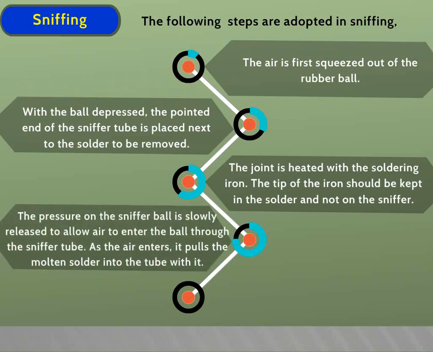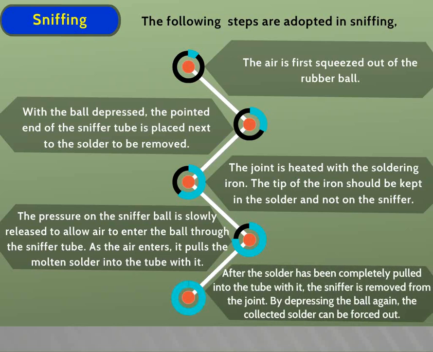The pressure on the sniffer ball is slowly released to allow air to enter the ball through the sniffer tube. As the air enters, it pulls the molten solder into the tube with it. After the solder has been completely pulled into the tube, the sniffer is removed from the joint. By depressing the ball again, the collected solder can be forced out.